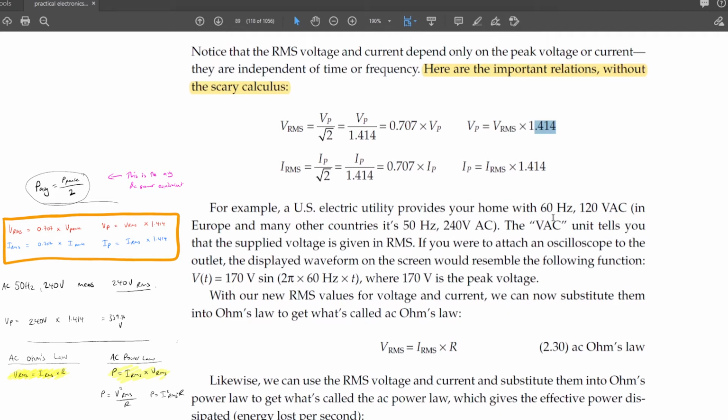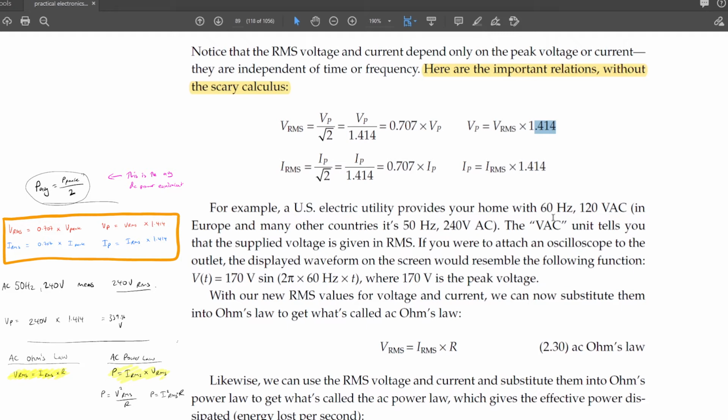Oh, voltage alternating current. Okay, I was like, what's the VAC? In Europe and many other countries, it's 50 hertz and 240 volts. The VAC unit tells you that the supplied voltage is given in RMS. Oh, I didn't know that. Okay, 240 volts. Of course, because it's AC voltage coming into your house, so it's not DC. Never really thought of it like that, to be honest.